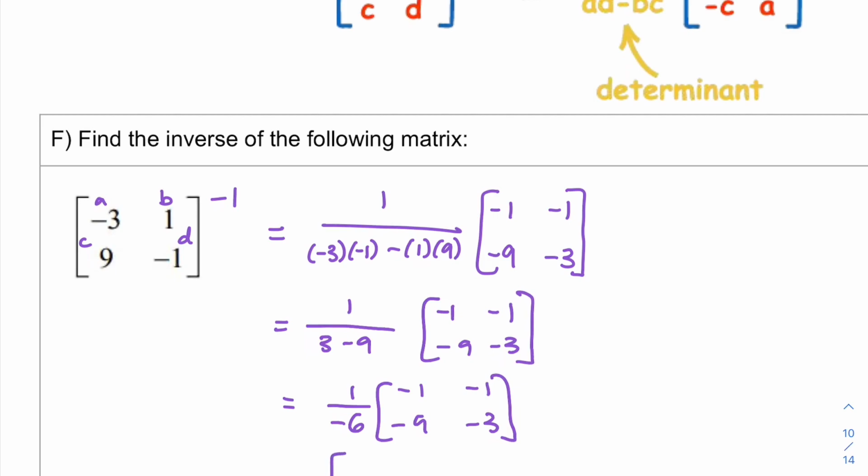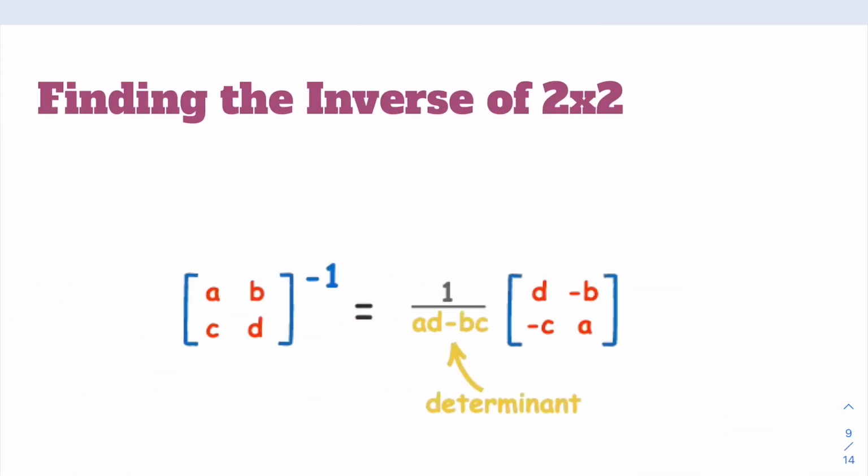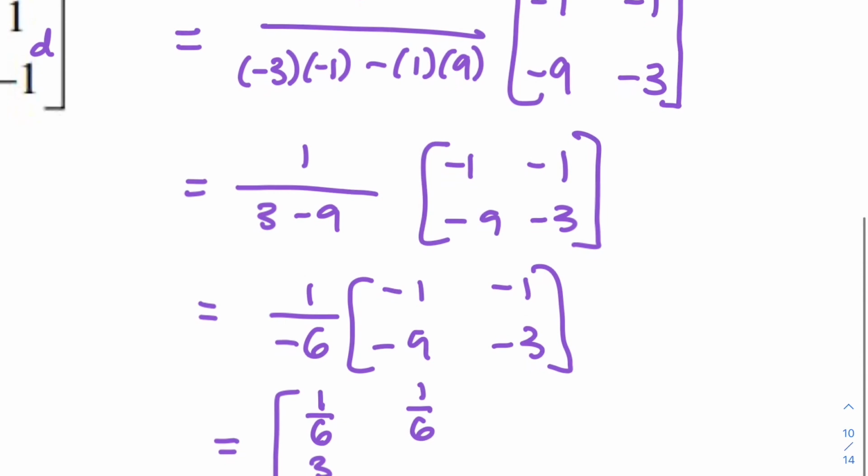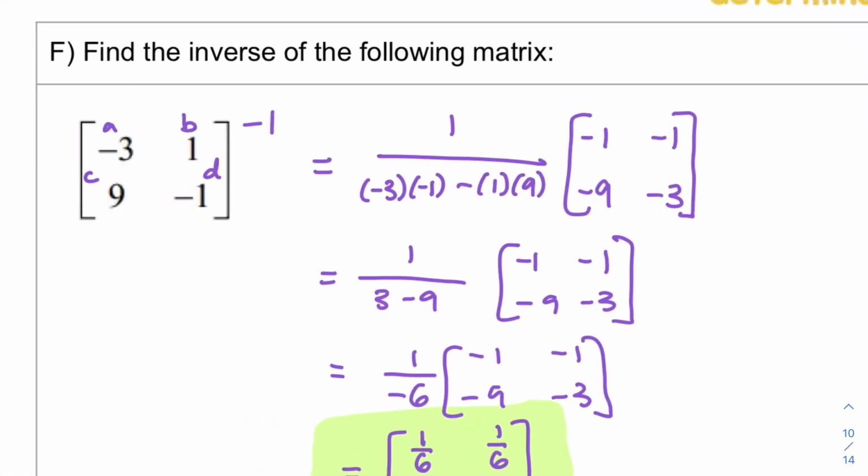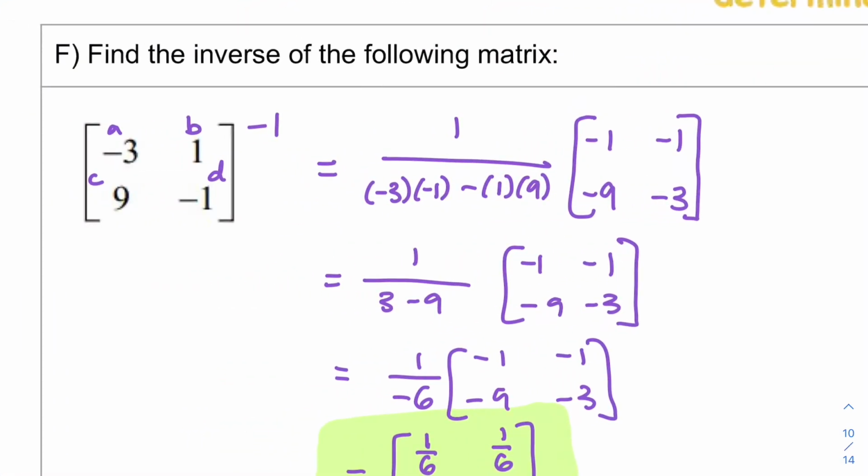So by the time you do that and you reduce, you're going to get an inverse that is 1/6, 1/6, 3/2, 3/2, and 1/2. So that would be the inverse of the matrix that we started with. So you could then multiply this by another matrix, and you would effectively be doing division.